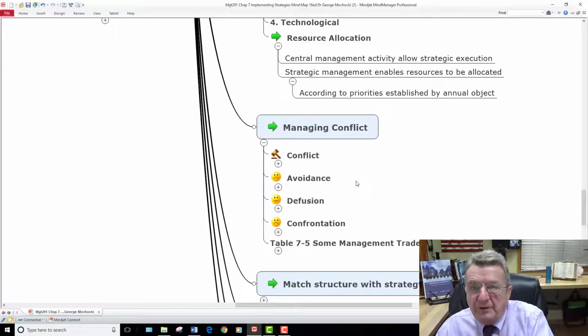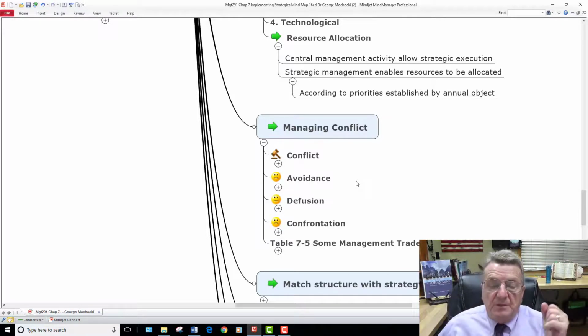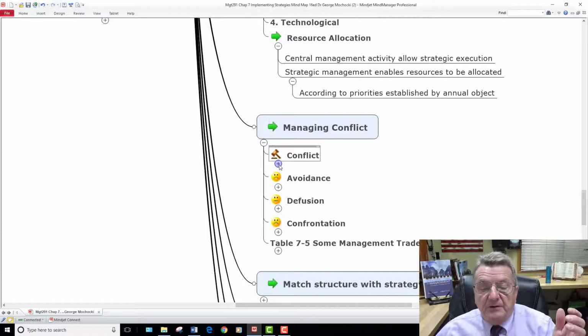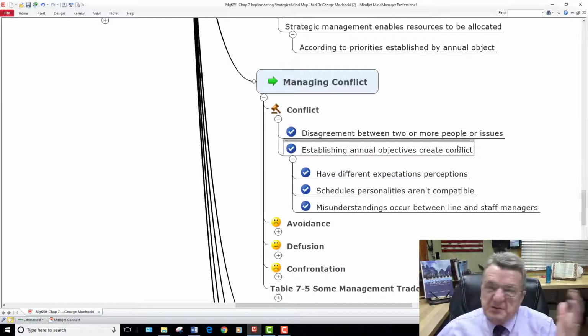The company is successful because of employees that know their job. I'm just trying to teach them a different way of doing this job. Okay, so you have to know, how do I manage conflict? Conflict is disagreement between two or more people, the general idea, and that could be between them and the new processes coming in.